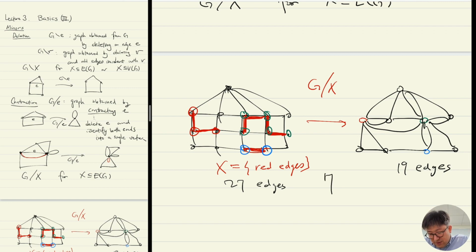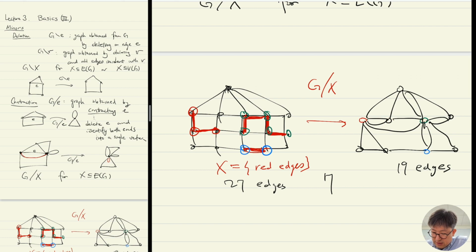Right, 1, 2, 3, 4, 1, 2, 3, 4. Oh, 4 times 3, that's 12, plus 5 times 2, that's 22, and then 27. Oh yeah, so 27 edges is correct. So let's see: 1, 2, 3, 4, 5, that's 5, and 1, 2, 3, 4. So the degree of this vertex is correct.